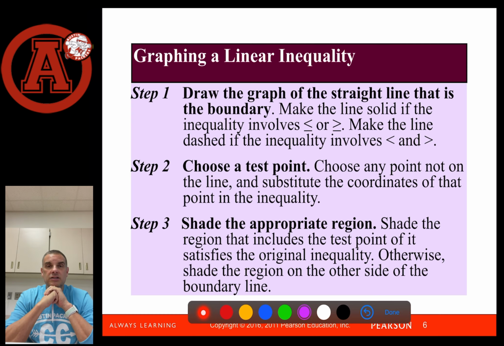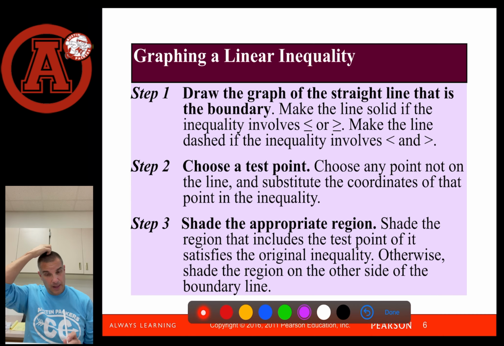The next thing you can do is pick a test point. You pick a point that's not on the line and you put it into the inequality. If you end up with a true statement, then the region that that point is in, whether it's above the line or below the line, you shade that region. If it's false, you shade the other region. Okay?